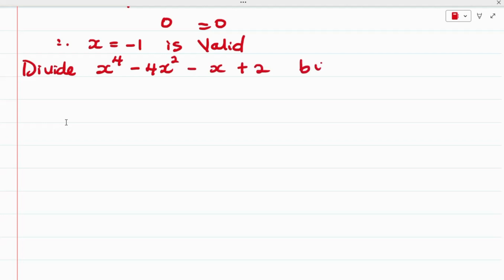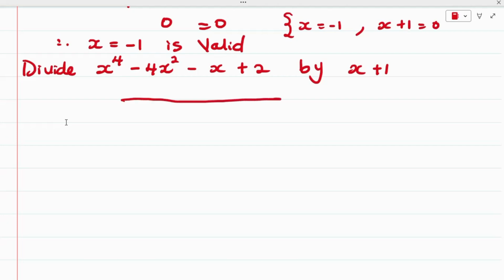We want to divide this by the root, which is x plus 1. Now we note that if we have x equals minus 1, we can easily rearrange this to be x plus 1, which is equal to 0. Alright, so we are going to divide this by making use of long division. So we have x raised to the power of 4 minus 4x squared minus x plus 2. We want to divide it by x plus 1.